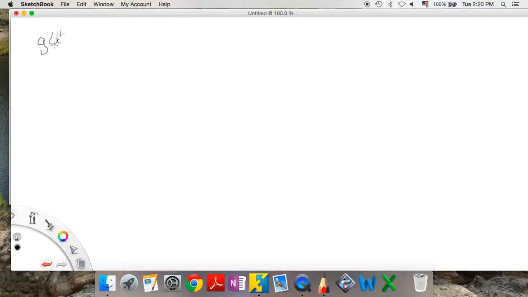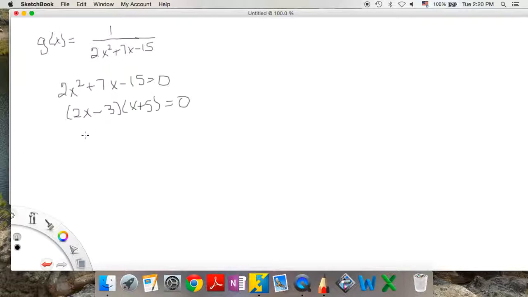Let's say we have a function g of x equals 1 over 2x squared plus 7x minus 15. So again, it's a reciprocal of a polynomial. So if we want to know where our vertical asymptotes are, we have to find the zeros of the bottom. So this factors to 2x minus 3 times x plus 5, which means that if x is equal to 3/2 or -5, the bottom is equal to 0. So that tells us our domain is x such that x is not equal to 3/2 or -5.